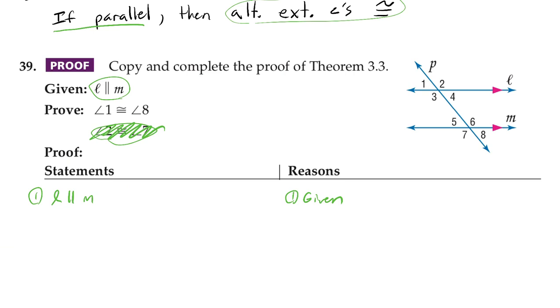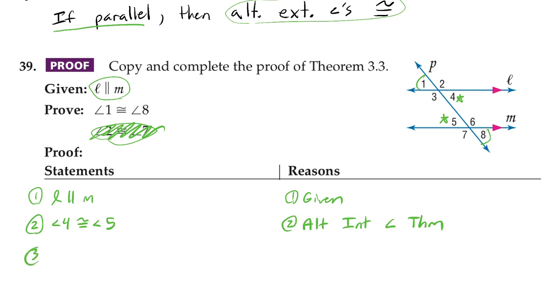If we want to show 1 and 8 are congruent, we could start with these two and then use vertical angles, because we just proved alternate interior angles are congruent. Let's use that theorem and package it up by its name. For step 2, we say angle 4 must be congruent to angle 5, because we just proved that. That's the alternate interior angle theorem.